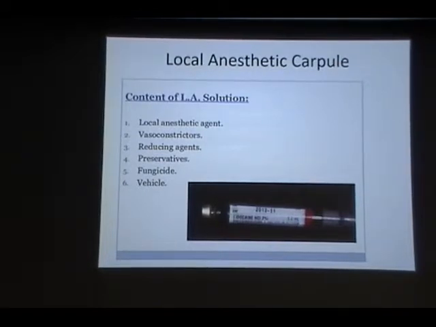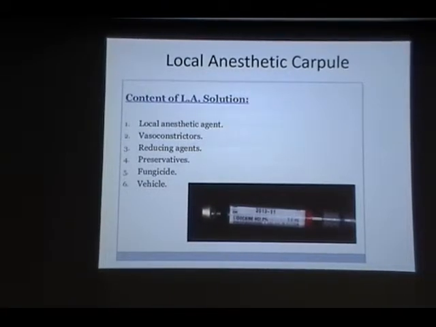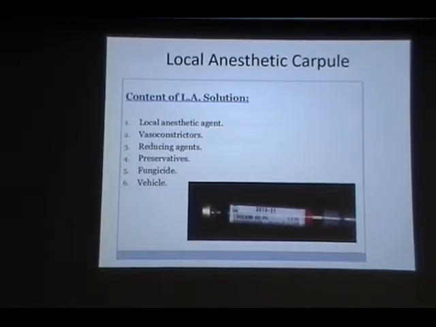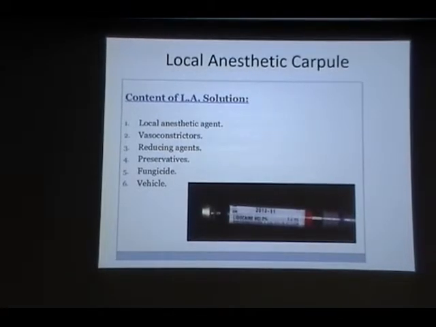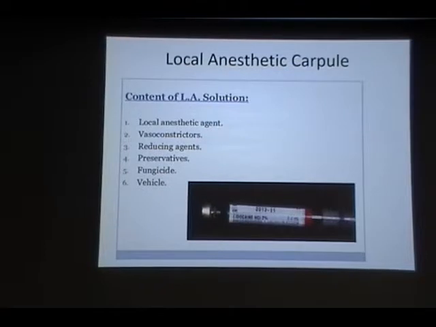All right, so what's in this carpule? Well, the local anesthetic itself, it could be lidocaine, it could be an entity called carbocaine, it could be an entity called bupivacaine or marcaine. There is a reducing agent in there that has an effect on prolonging the life, along with a preservative, the life of the anesthetic. There's a fungicide in there, so as these things are being stored, they're not getting any kind of fungal entity inside the cartridge. And then the ends of it are basically the vehicle for delivering this cartridge. I'll show you that in a couple of minutes.